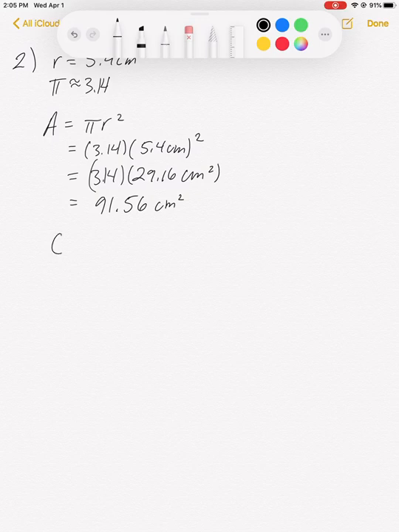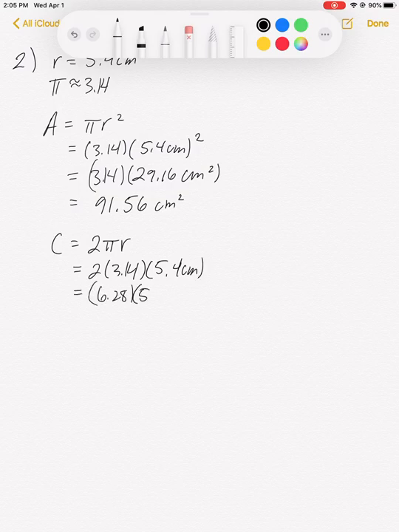The circumference is equal to 2 pi r. I'm using 2 pi r because they give me the radius. So 2 times 3.14 times the radius, which is 5.4 centimeters, is 6.28 times 5.4 centimeters, and that's going to equal about 33.91 centimeters. These are approximately equal, so let me make that adjustment. Okay, just a refresher on how these work.